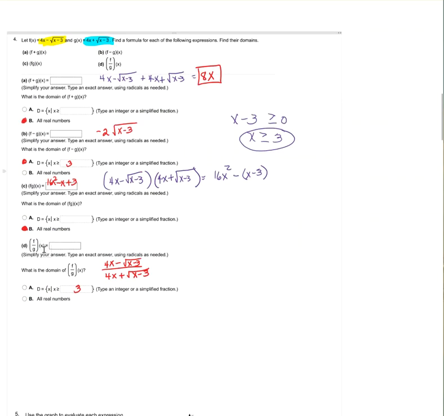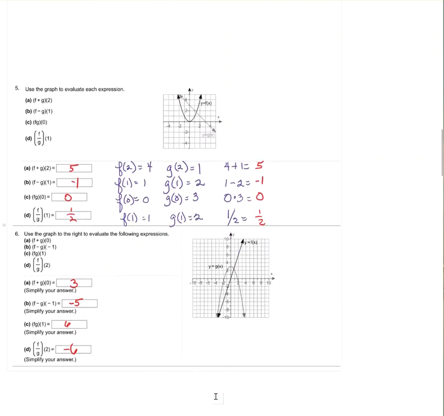F divided by g, we simply put one over the other. They don't ask you to clean that up anymore. And then the domain of that is the same issue. Down here in that radical, x has to be greater than or equal to 3, just like this one up here. All right, let's look at 5.